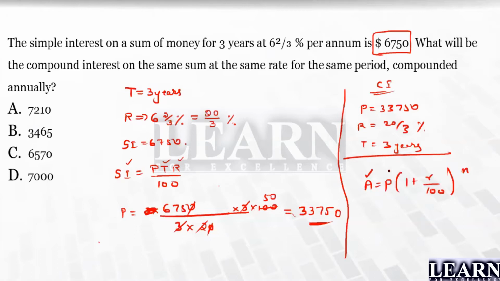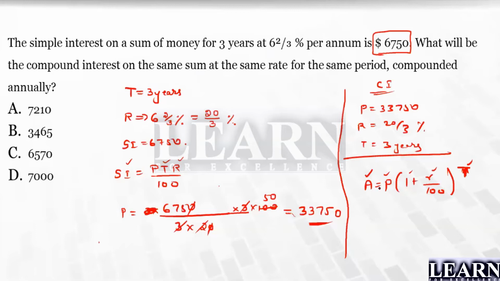So here we'll get the amount. We know P, we know R, we know N, or T, whatever it is. If you solve this, you'll get the amount, and if you subtract the principal from it, you will get the answer. If you follow this, I can say it will take a minimum of 2 to 3 minutes to solve.